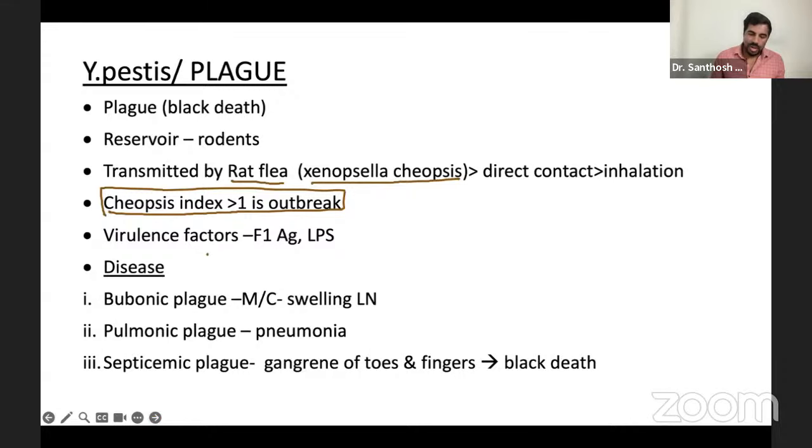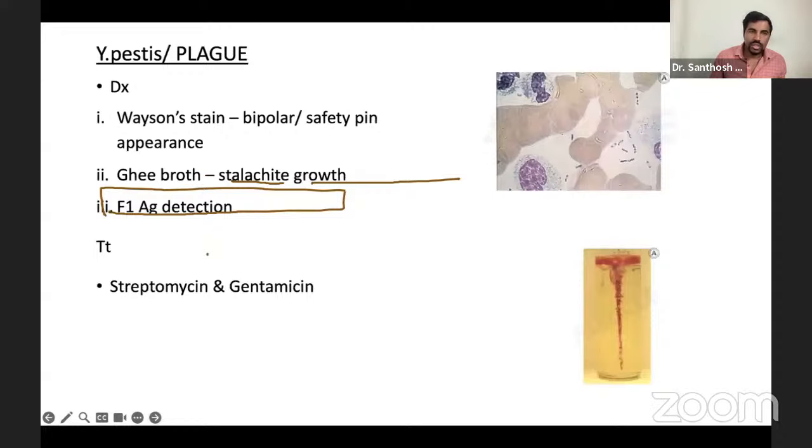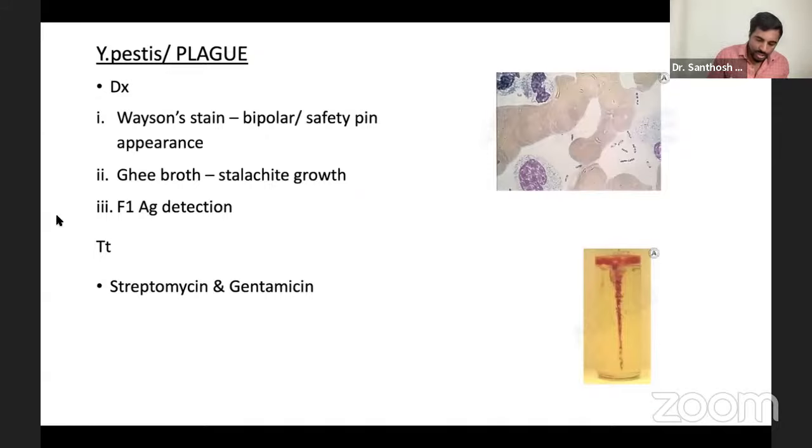Bubonic, pneumonic, black death, everything we have mentioned here. Now, this is the stalactite growth picture, and look at this bipolar staining here. Look at the bipolar staining. This one is what I'm saying. You can see inside, if you zoom in, it will look like this bipolar staining, the safety pin stain. That is characteristic. Stalactite growth is like this. We have a separate question. I'll come to that. So these are the important things in your Yersinia pestis.